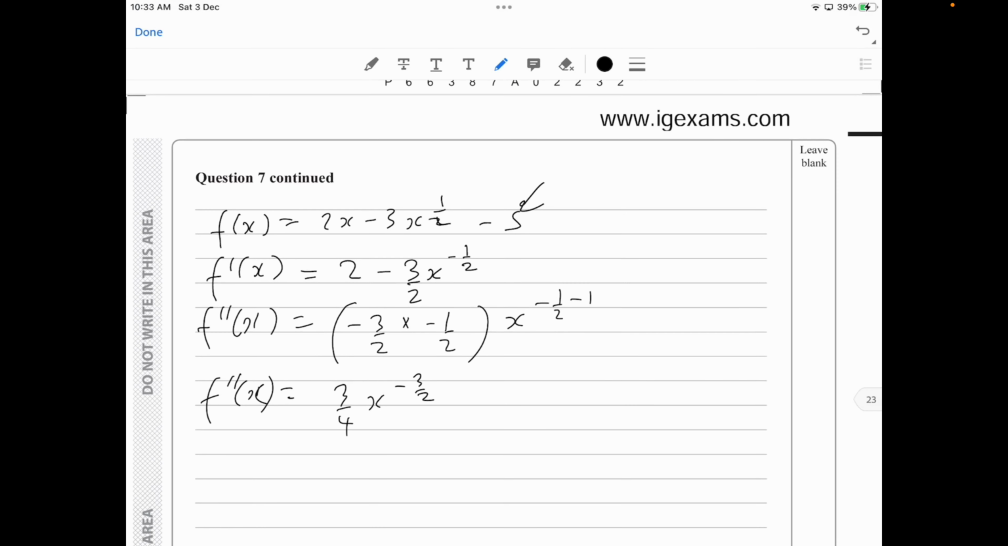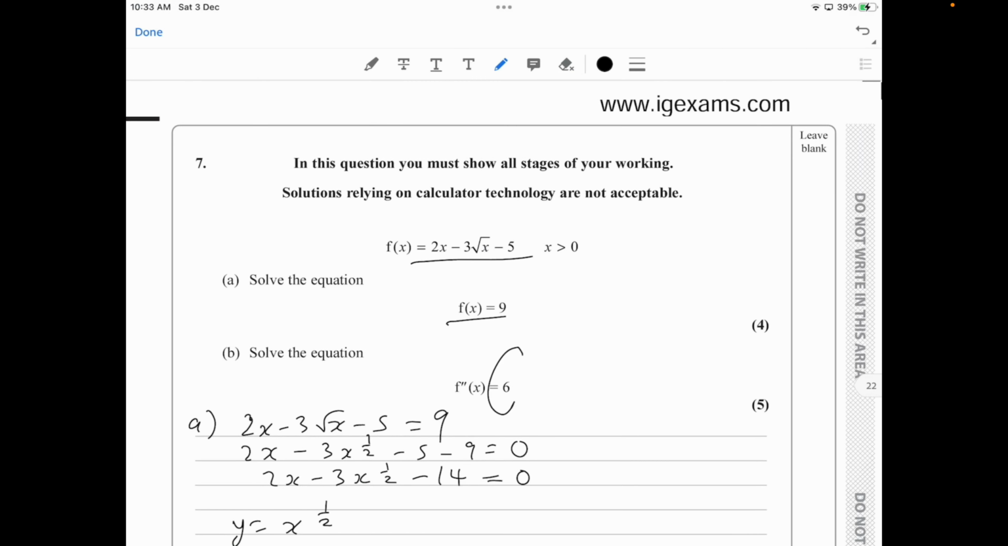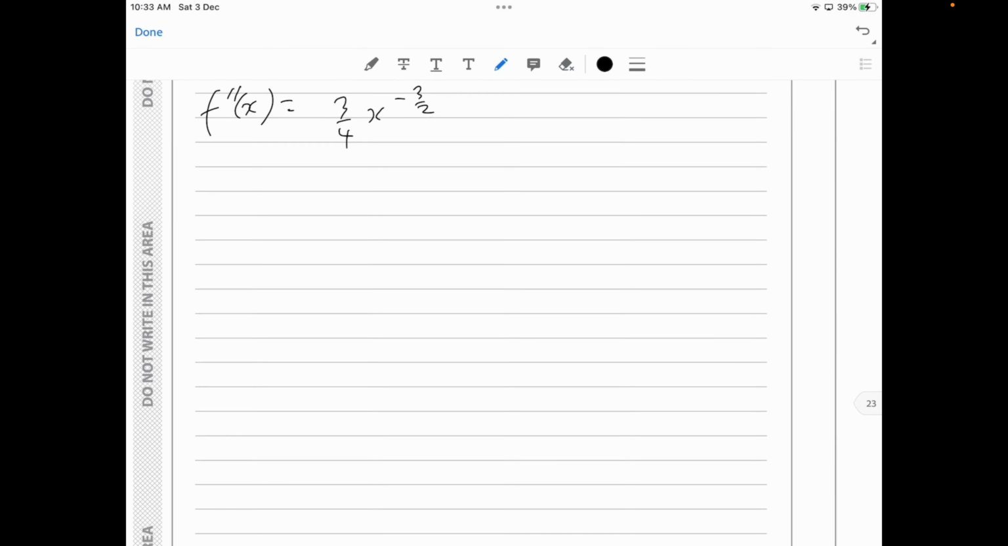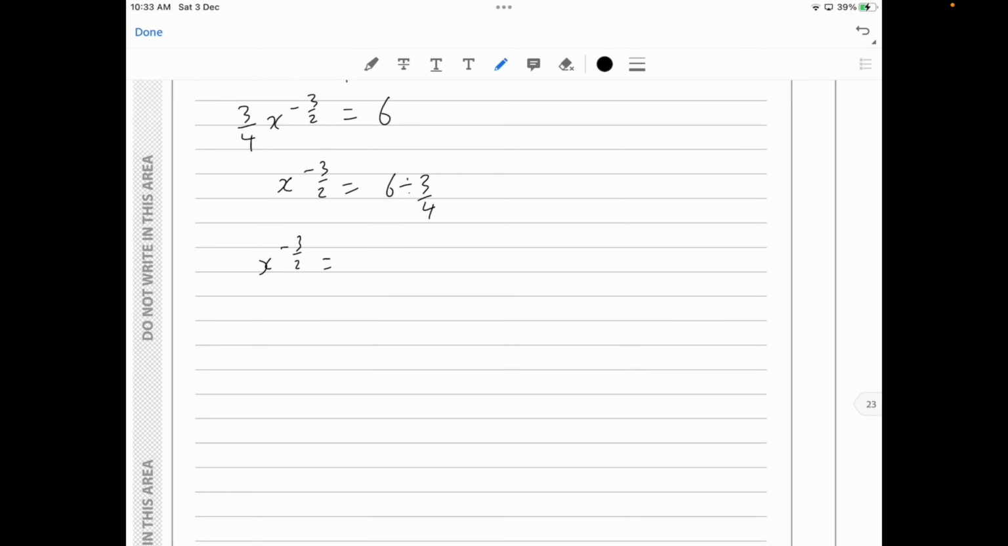And we know the value when this is differentiated twice: that value is equivalent to 6. This is the most important part, that you know how to rearrange this. 3 by 4 x raised to the power negative 3 by 2 is equivalent to 6. It's multiplied, so if it goes to the other side, it becomes divided by 3 by 4. So x raised to the power negative 3 by 2 is equivalent to 8, if you multiply 6 times 4, 24.